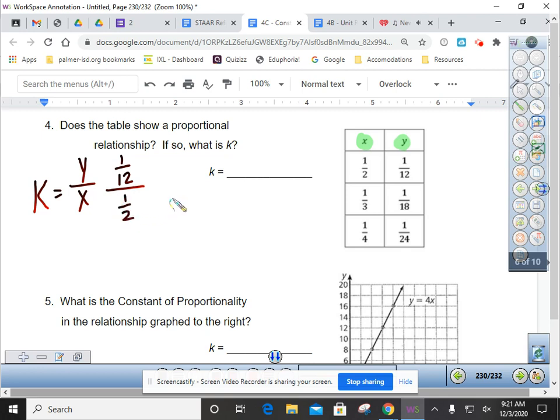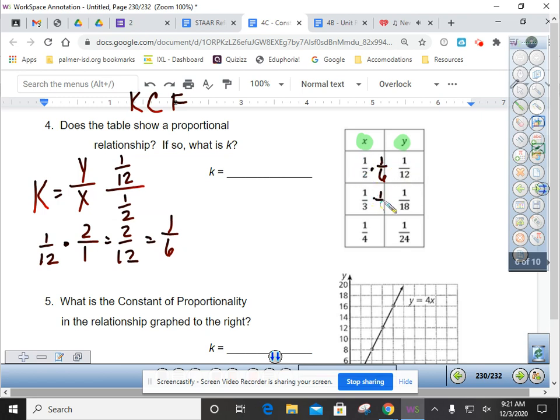So it's 1/12 divided by 1/2. How do you divide fractions? Keep, change, flip. So we have 1/12 times 2 over 1, which simplifies to 1/6. So 1/6 is the constant. That means if I do X times 1/6, I should get Y. Well, is that right? Yes, ma'am.